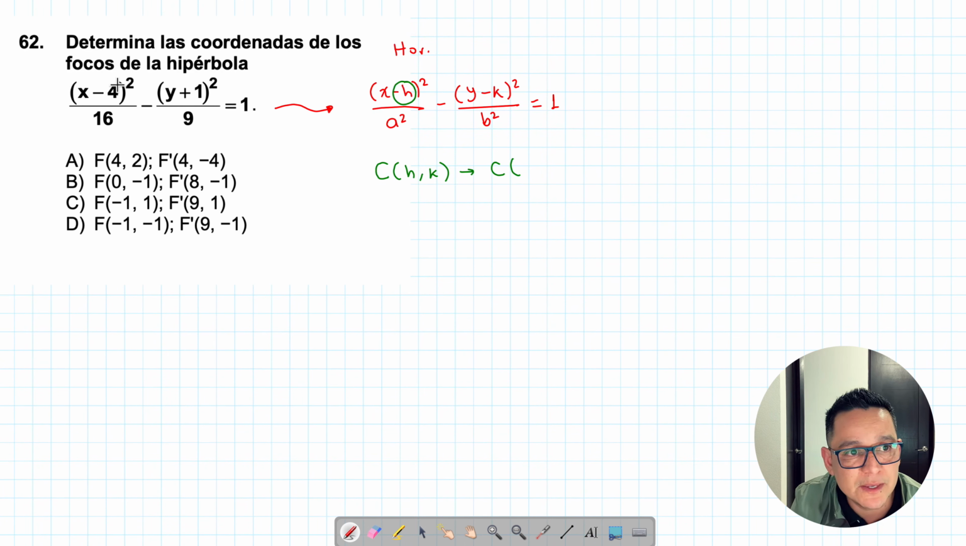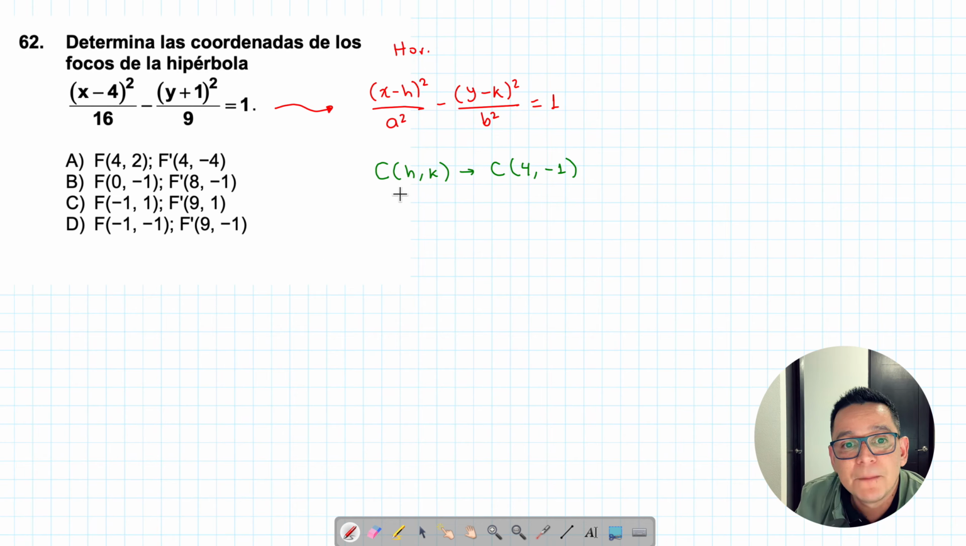So the center has coordinates that, let's see. We already know that negative h equals negative 4, right? So, if negative h is negative 4, that means h is 4. So we write down 4, comma, negative k equals 1. If negative k is 1, positive k is negative 1. Therefore, we already have the coordinates of the center of our hyperbola. Now we just need to find out where the foci are.